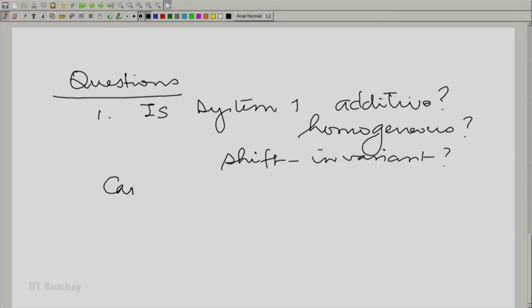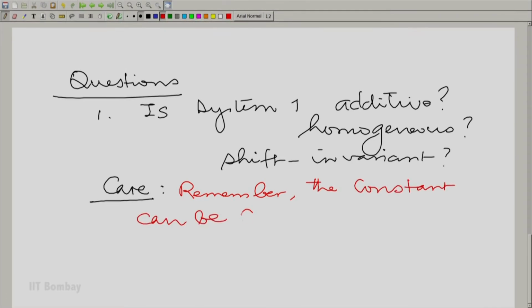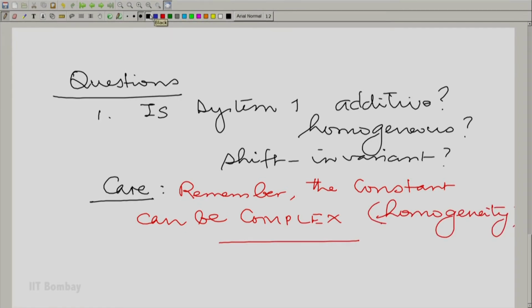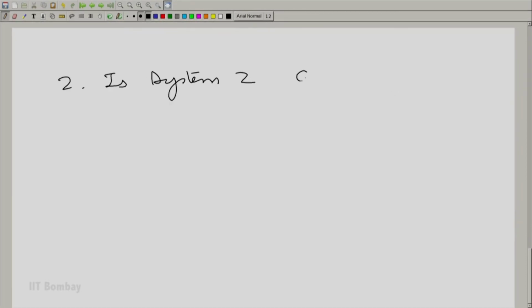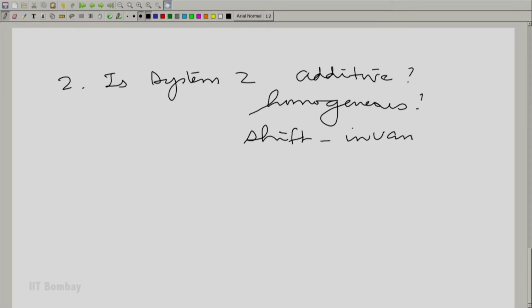And in answering this, the care that you need to take is, remember, the constant can be complex. That is when you consider homogeneity. And similarly for system 2, is system 2 additive, homogeneous, shift invariant? Now, that is not all. You will in fact find, I am giving you the answer, that both these systems are shift invariant.